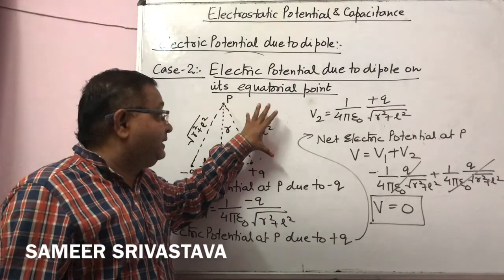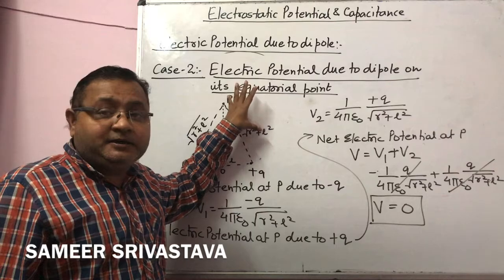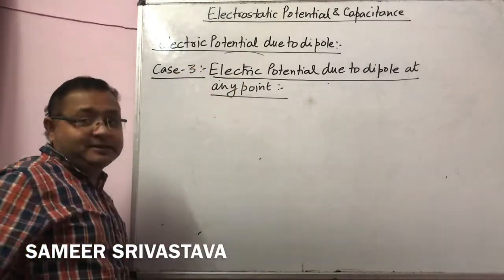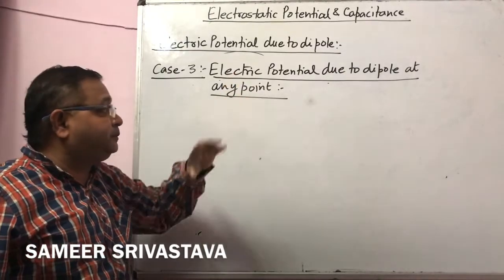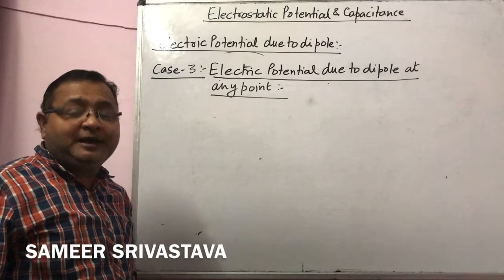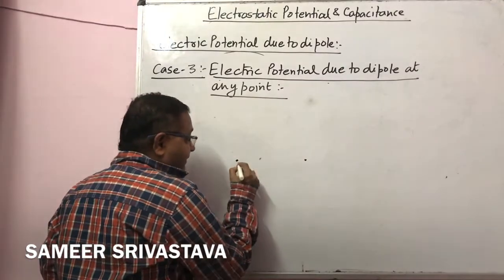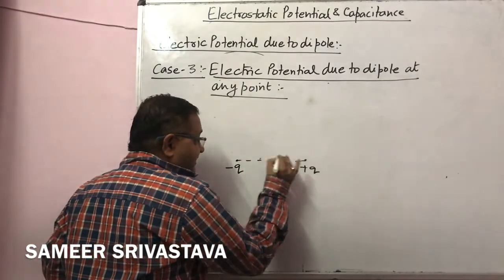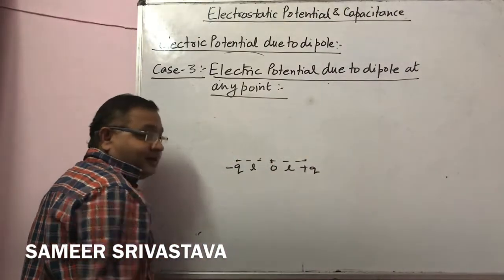Now this is a derivation for electric potential due to dipole. Now I am going to take case 3. This is a general method, a general formula. We have to find electric potential due to dipole at any point. Suppose this is our dipole having distance 2l, and if this is the center of the dipole, the distance is l and l.